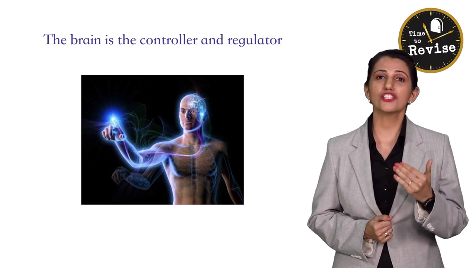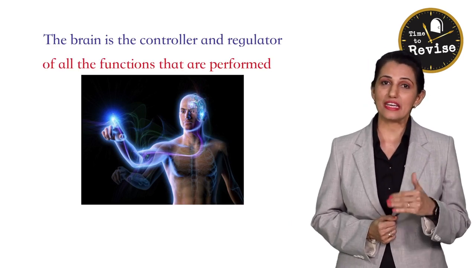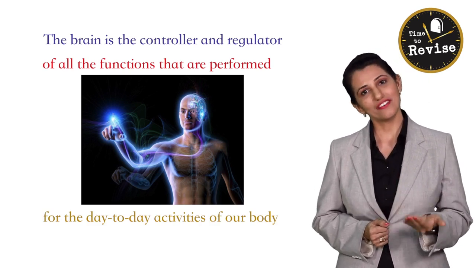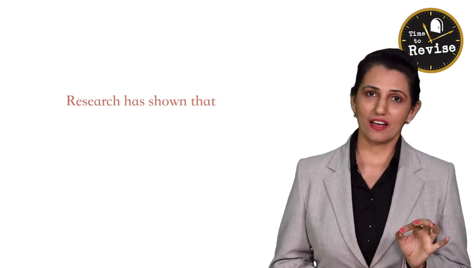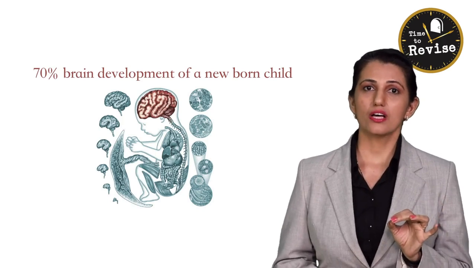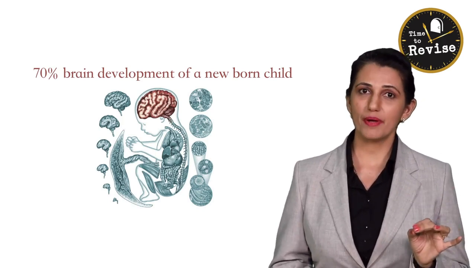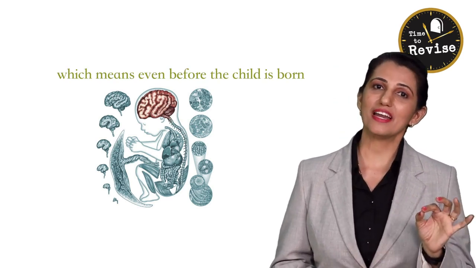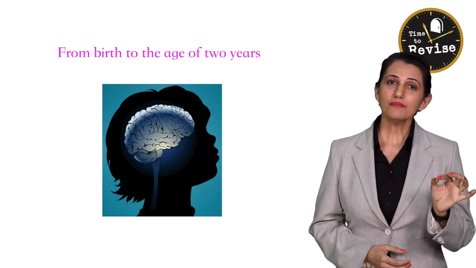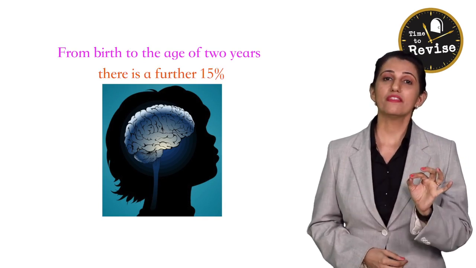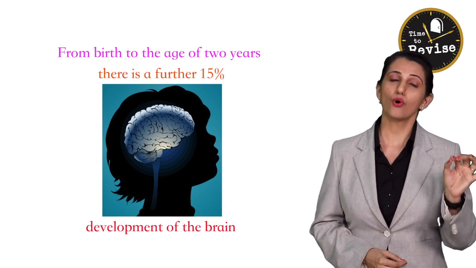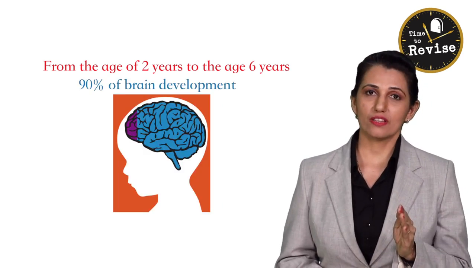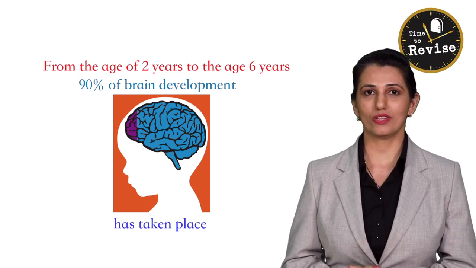The brain is the controller and regulator of all the functions that are performed for the day-to-day activity of our body. Research has shown that 70% brain development of a newborn child happens in the womb of the mother, which means even before the child is born. From birth to the age of 2 years, there is a further 15% development of the brain. From the age of 2 years to the age of 6 years, 90% of brain development has taken place.